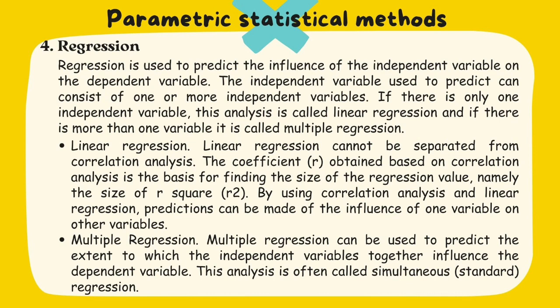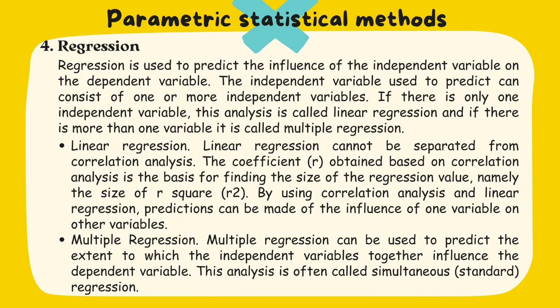Parametric statistical methods. Regression. Regression is used to predict the influence of the independent variable on the dependent variable. The independent variable used to predict can consist of one or more independent variables. If there is only one independent variable, this analysis is called linear regression, and if there is more than one variable, it is called multiple regression.